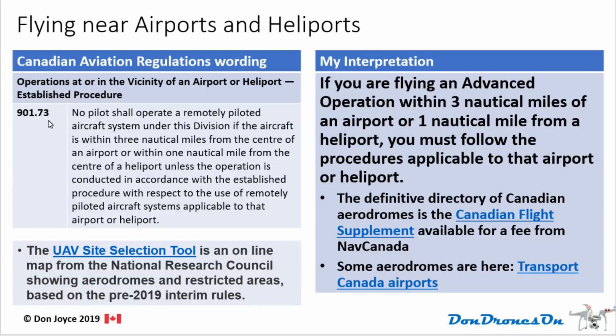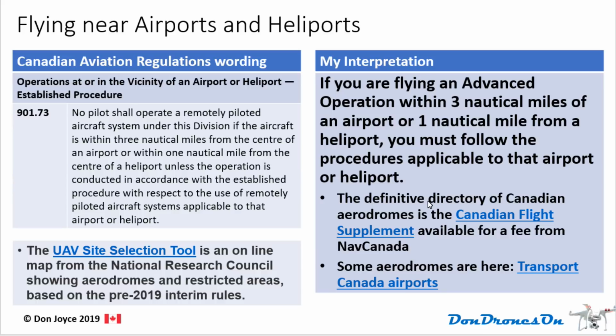901.73 gives you some details about flying near airports and heliports. So if you're flying an advanced operation within 3 nautical miles, and strangely enough, this rule is only in nautical miles, not in metric, so 3 nautical miles of an airport or 1 nautical mile from a heliport, you must follow the procedures applicable to that airport or heliport. Again, a sensible rule. The only catch is, how do you know what those procedures are?